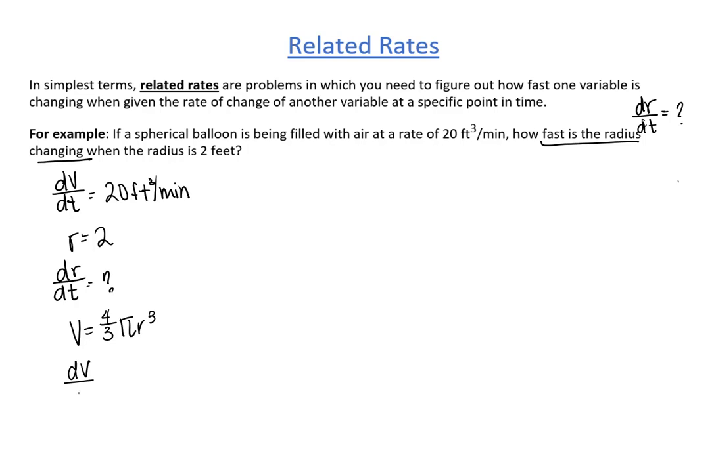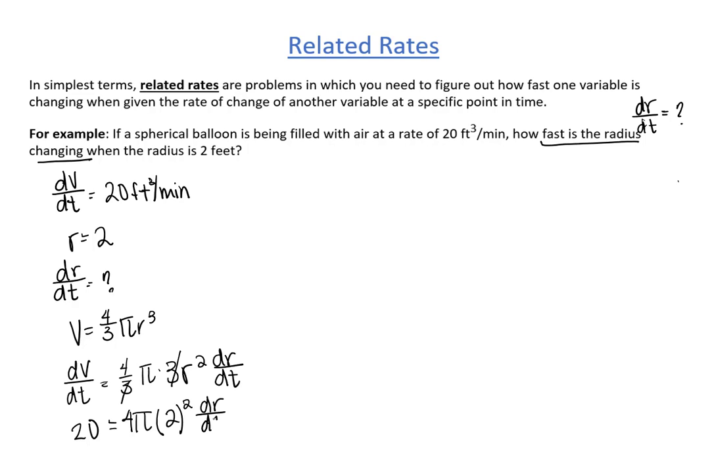I know that dv over dt equals 4/3 pi times 3r squared dr over dt. These 3's cancel. I know that dv over dt is 20. We have 4 pi times the radius, which is 2, squared, dr over dt. Now I'm looking for that dr over dt, so I need to isolate that variable.